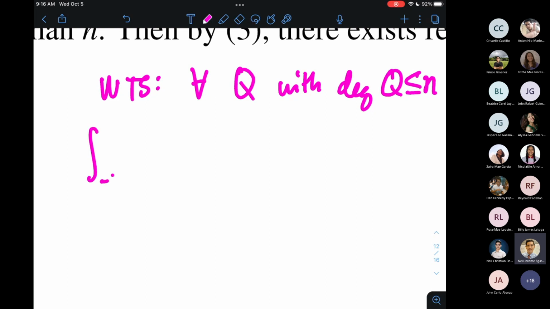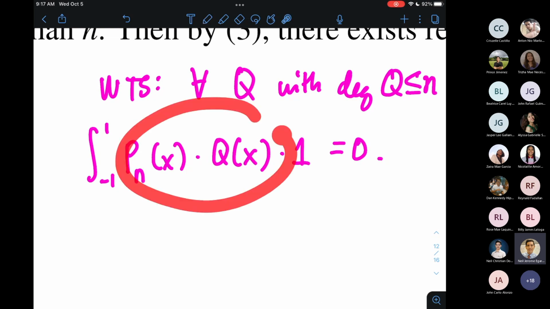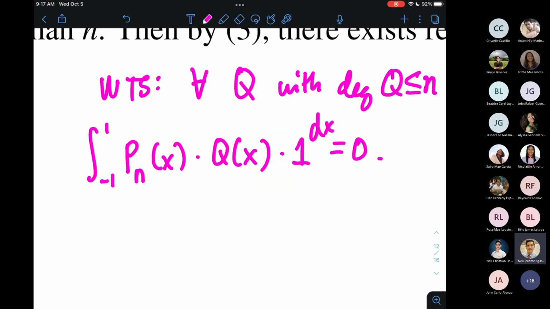If I take the integral from negative 1 to 1, then degree n Legendre polynomial times the given polynomial times the weight function. Our weight function is 1. The theorem says it is orthogonal with respect to the weight function 1. This is supposedly equal to 0. It is nice when you integrate with a degree n Legendre polynomial. You no longer need to do integration by parts. Because when you have a Legendre polynomial, you integrate it against any polynomial of degree n or less, it is always equal to 0.